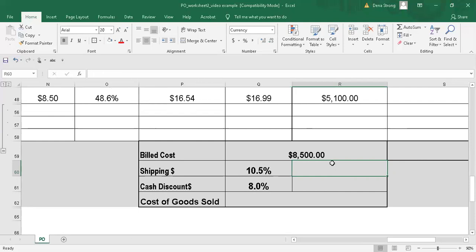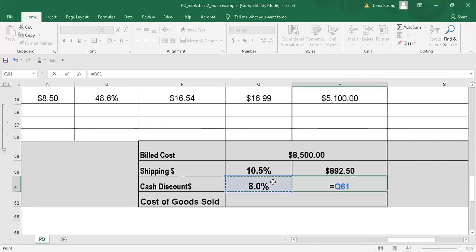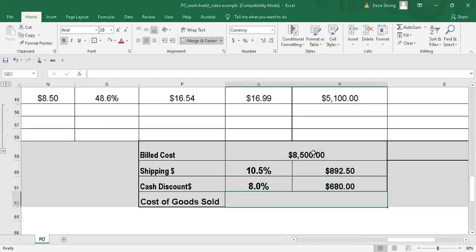All right, so we know 10.5% of that order is for shipping. So equals, click on 10.5% times our bill cost. So our shipping is going to cost $892.50. And remember, we are paying for the shipping, so that is our cost to add to the bill. We negotiated an 8% cash discount. All right, so let's do equals 8% times bill cost. So that means the vendor is going to discount our bill $680 for the discount.